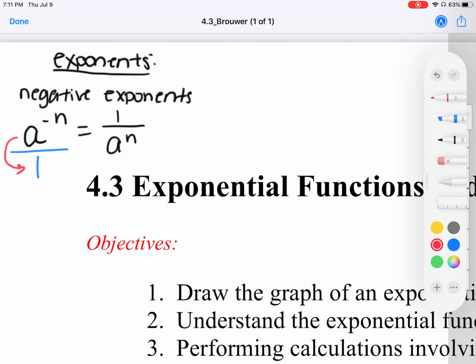Similarly, if we had, for example, 1 over a to the negative n, to make it positive, I would write it as a to positive n over 1, which would just be a to the n. So let's do an example with numbers. What if I have 3 raised to negative 2 power? Well, if I want to make that exponent positive, I would write it in the denominator's place. So it'd be 1 over 3 squared. And 3 squared means 3 times 3, so 1 over 9.